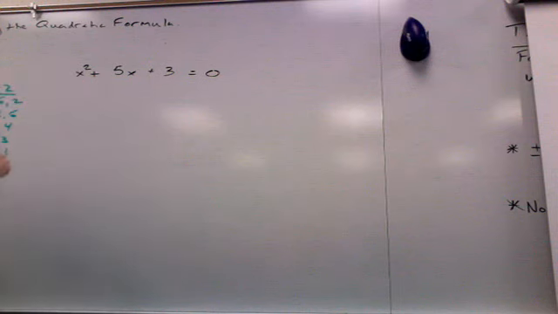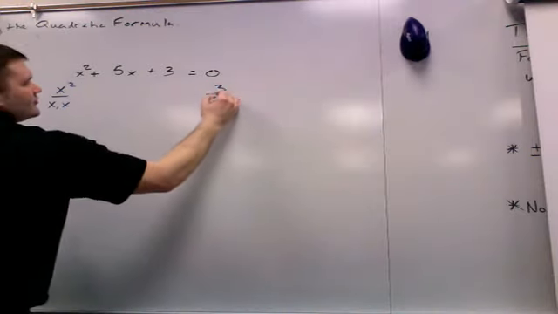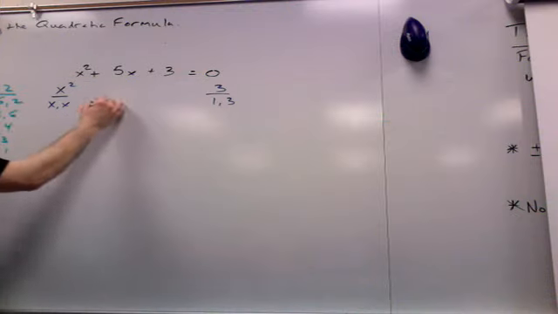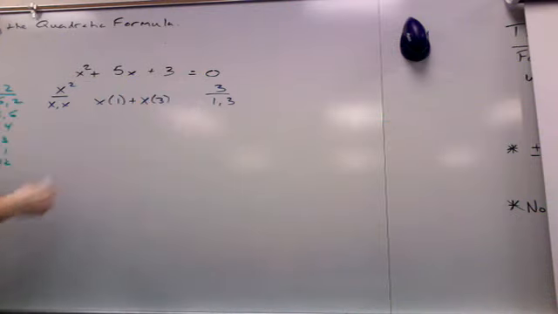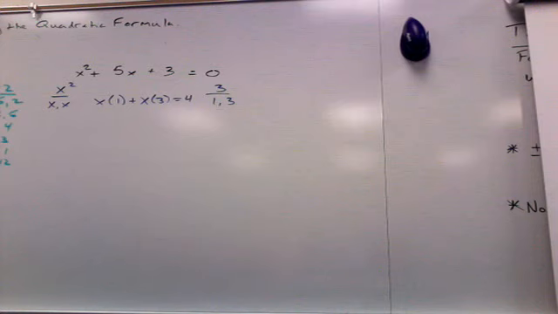So what are the factors of x squared? x and x. Right? What are the factors of 3? 1 and 3. Right? Is there any way I can do x times 1 plus x times 3 to give me 5? No. This always equals what? 4.